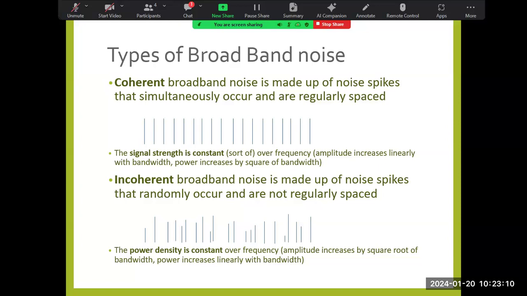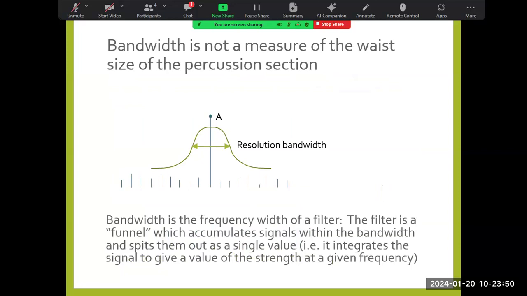What kind of broadband noise? We talked about broadband noise, about a motor. You can have something happen every time the motor goes around. Or you can have incoherent broadband noise. That's more exciting to deal with. The power density is constant over frequency. The amplitude increases by the square root of the bandwidth. So your bandwidth, you might have something that's okay. If you have a tiny bandwidth, you open that up, you've got a problem.